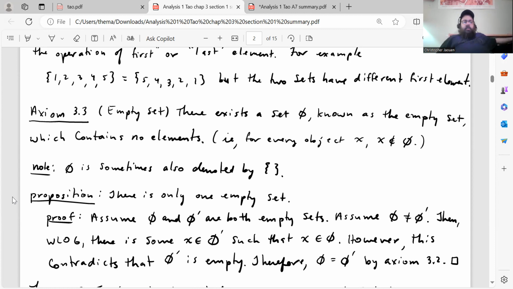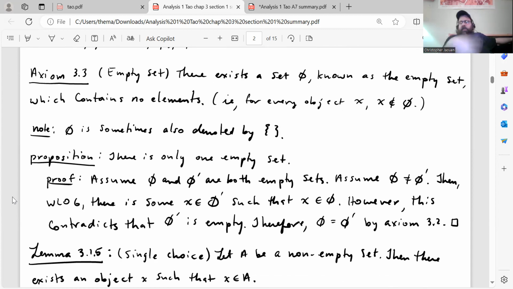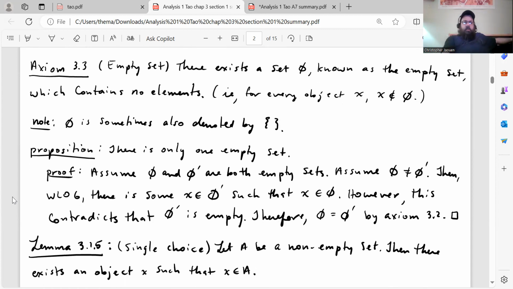Just a note here, this is about notation. The empty set is sometimes also denoted by the set brackets with nothing in between them. So sometimes you'll see one, sometimes you'll see the other.